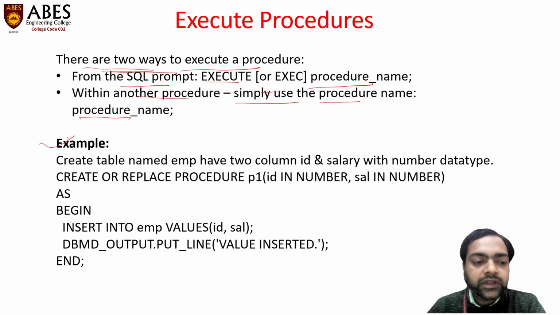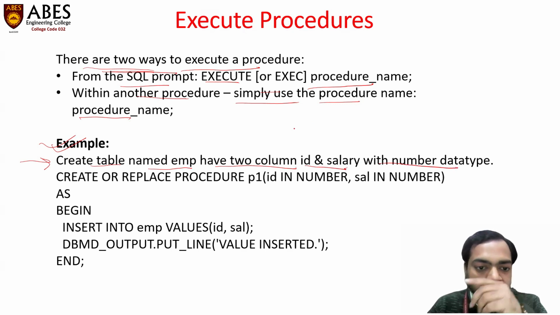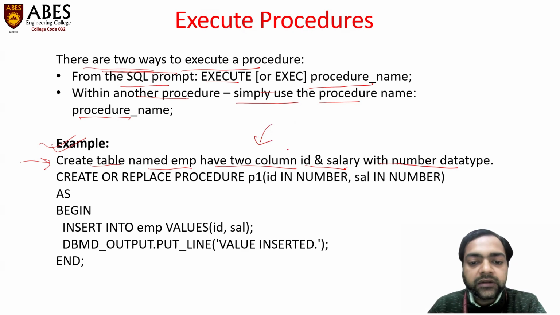Let us understand with the help of an example here. Now, what we need to do, we need to create a table named employee having two columns, ID and salary, with number data type, right? So we need to create a particular procedure which will create a table, and that table has two columns. One will be ID and another will be salary, and we need to insert rows into that particular table, right?